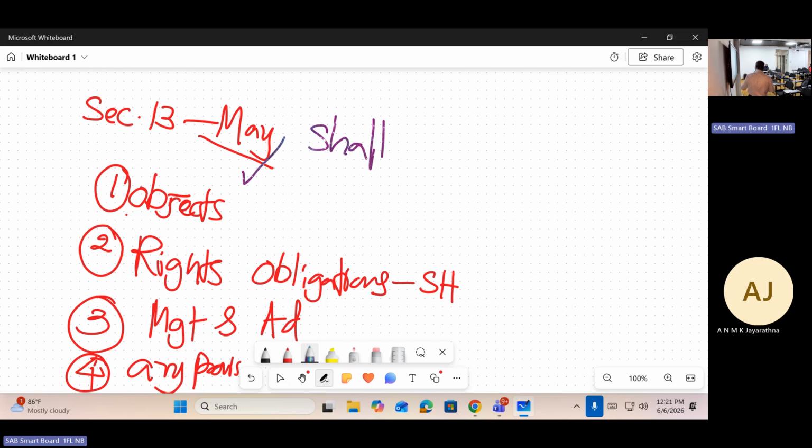The company need not mention its objects. Only the rights and obligations of the shareholders can be mentioned. Objects as well as rights and obligations and provisions with regard to management, they can choose. Likewise, they have a very wide choice with regard to mentioning these particulars in the articles of association.